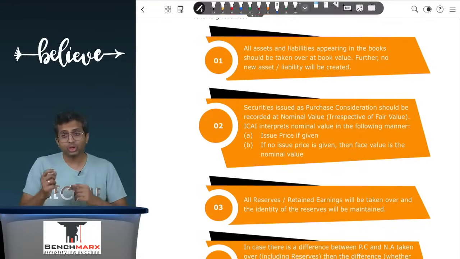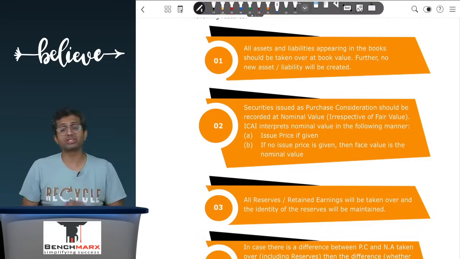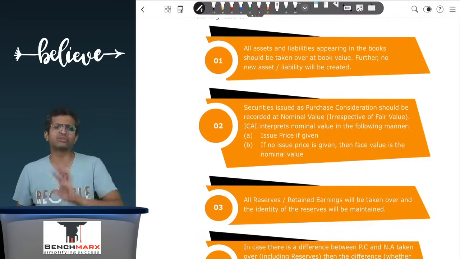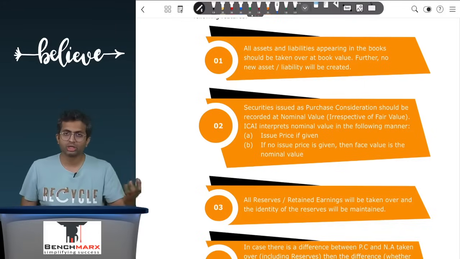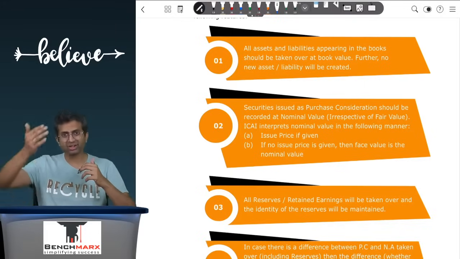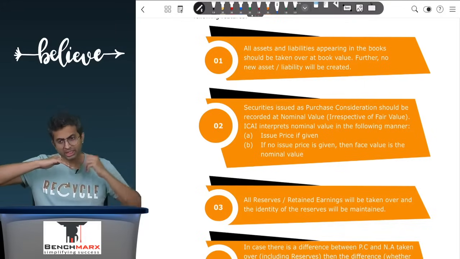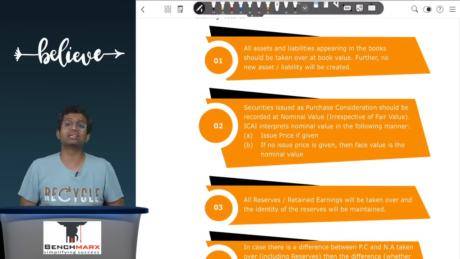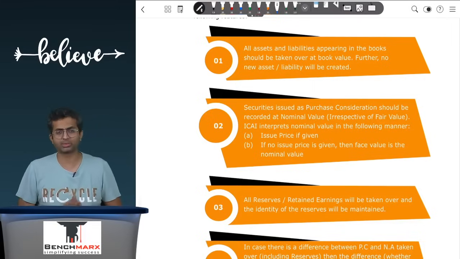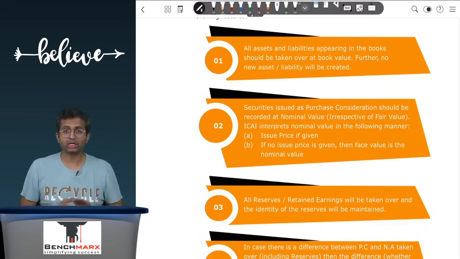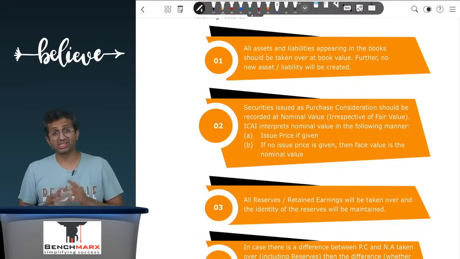Now if you are taking over assets and liabilities at book values, then the consideration that is being issued should also be based on the book value, also called the nominal value, that is the issue price. At whatever value you are issuing, that will be taken and not the fair value. So net assets are taken over at book values. Even the consideration that is issued is at nominal value or the book value, as the case may be, not the fair value. Third is all reserves or retained earnings are to be taken over.